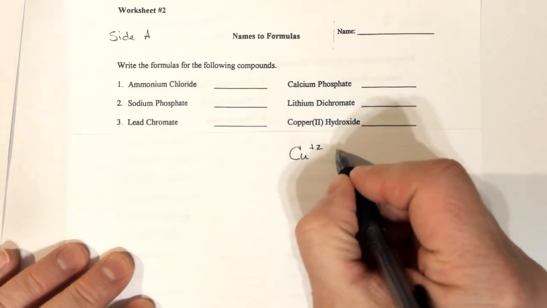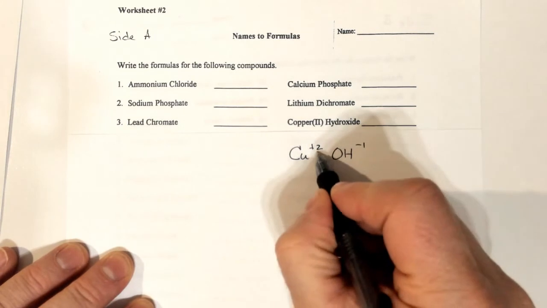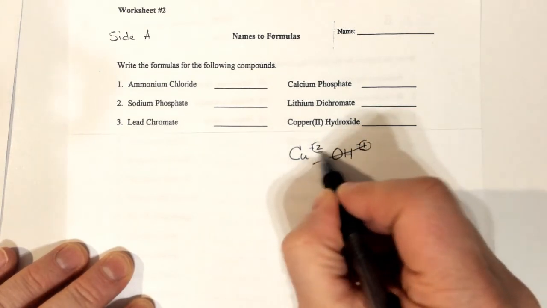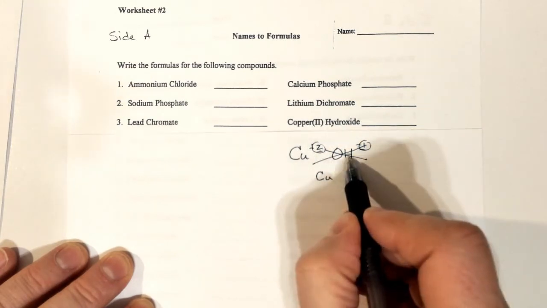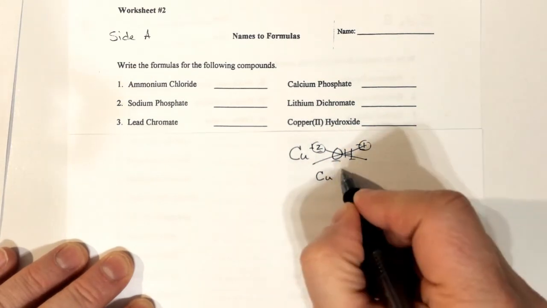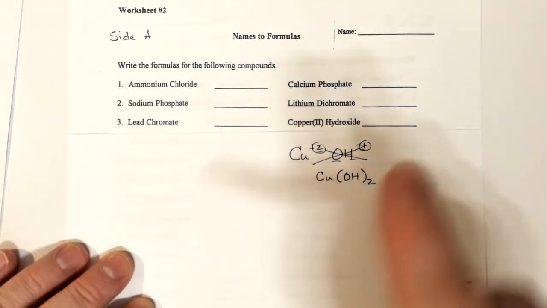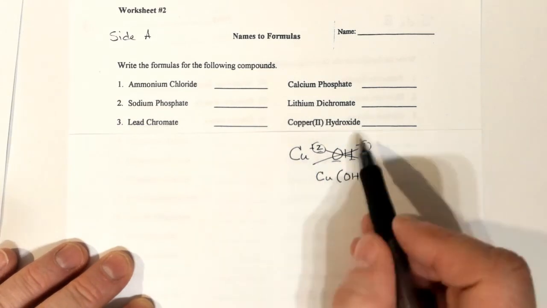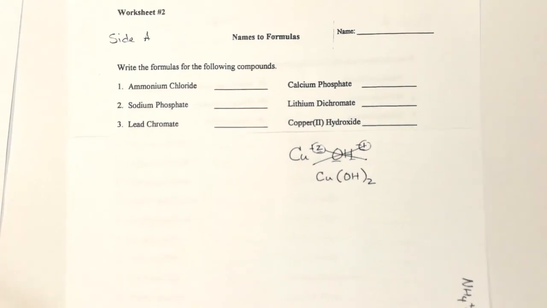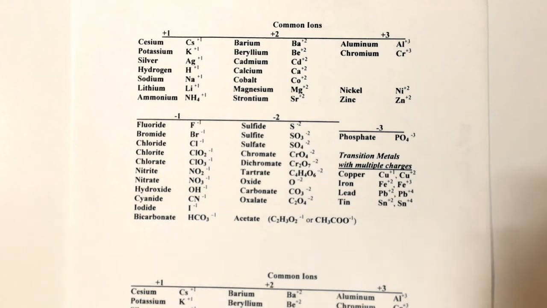So OH with a -1. They are not the same, so we're going to crisscross. I want 1 copper, but I want 2 hydroxides, but they're capital letters, so I'm going to bracket it and put the 2 outside. And so that would be the formula I put right there. Okay? So I just wanted to show you how to do these, and so I need you to go ahead on the worksheet that's provided to go ahead and use your ion sheet and turn those names into correct formulas.